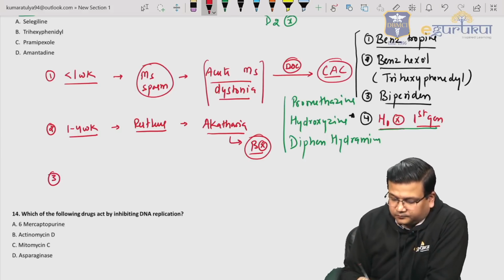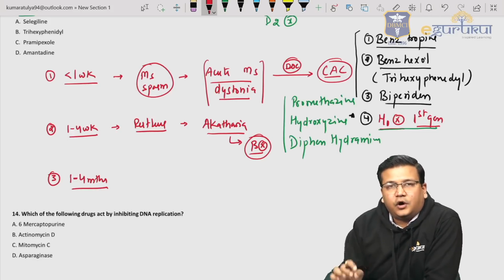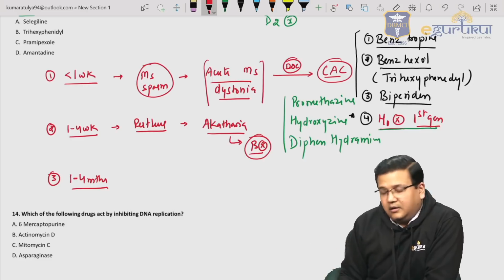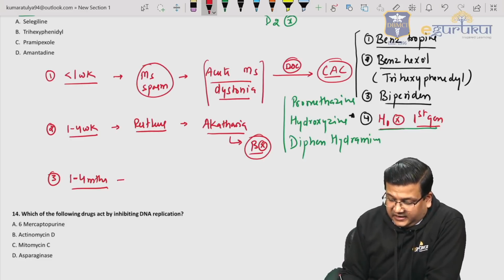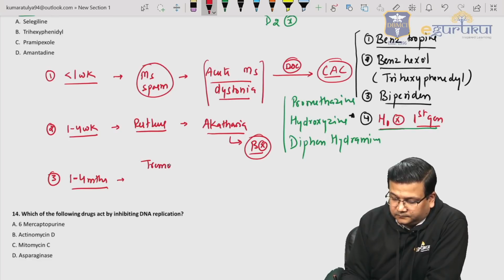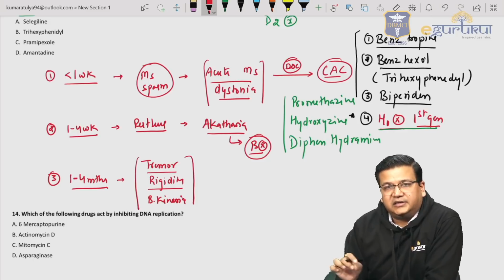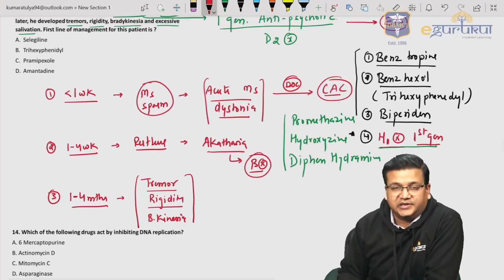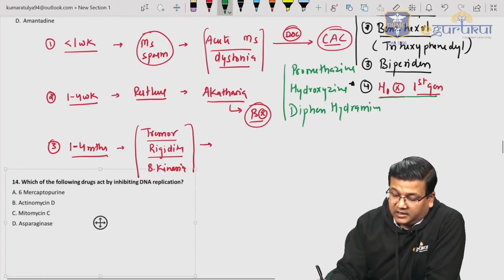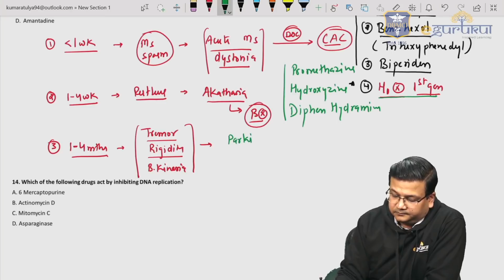And the third problem, the patient presents in 1 to 4 months. The patient has been taking fluphenazine for some months, or more than, let's say, 4 to 5 weeks, and he presents with tremor, rigidity, and bradykinesia. These are the symptoms our patient in this question is presenting with. The patient has developed nothing but drug induced Parkinsonism, Parkinson's which has been induced by the antipsychotic.